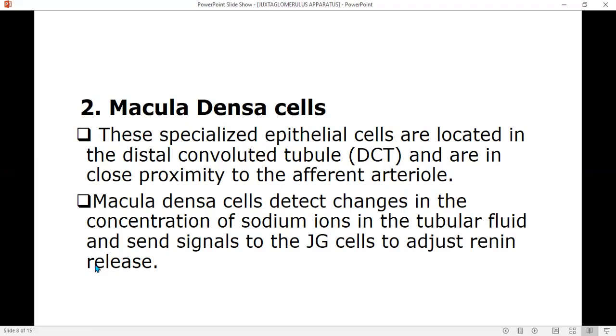So the macula densa cells, these specialized epithelial cells, are located in the distal convoluted tube, in close proximity to the afferent arteriole. As I displayed in the previous slide, they look like cuboid epithelium. They are in close proximity to the afferent arteriole, which brings blood to the Bowman's capsule. So what do they do? Why are they there? The macula densa cells detect changes in the concentration of sodium ions in the tubular fluid and send signals to the juxtaglomerular cells to adjust renin release.